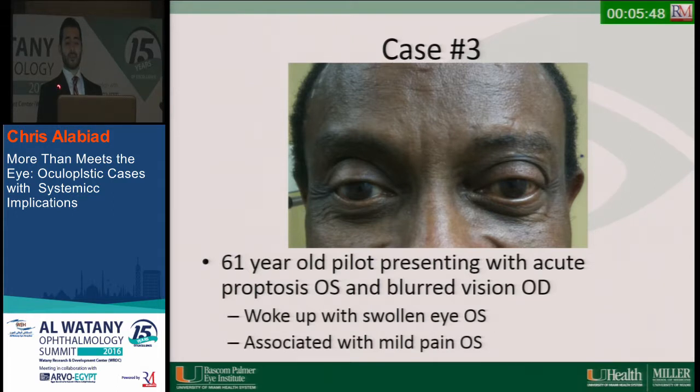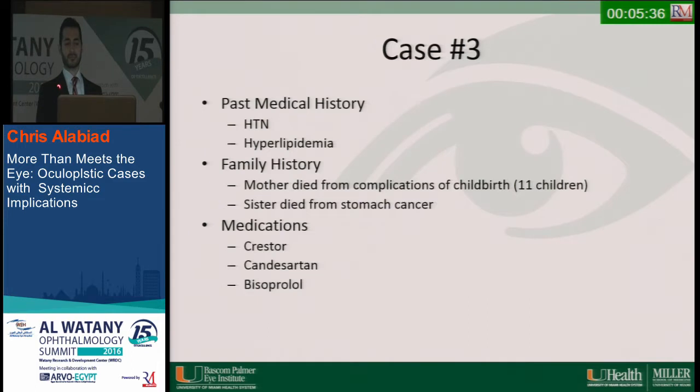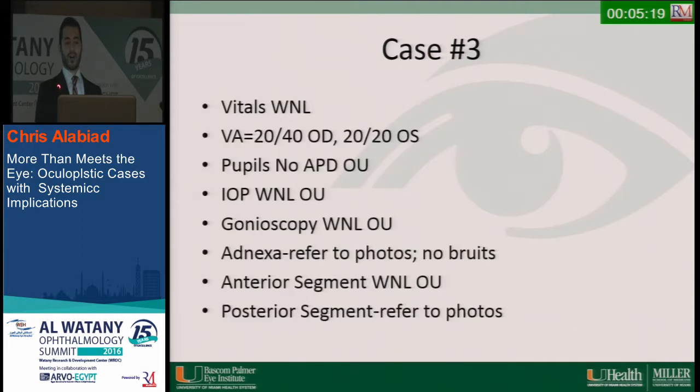Case number 3 is a 61-year-old pilot presenting with acute proptosis in the left eye and blurred vision in the right eye. He woke up suddenly one day with a swollen left eye and mild pain associated with this. He has a very insignificant past medical history of hypertension and hyperlipidemia. His mother died from complications of childbirth. She'd had 11 children. His sister died from stomach cancer. His medications were Crestor, Candesartan, and bisoprolol. His vitals were within normal limits.